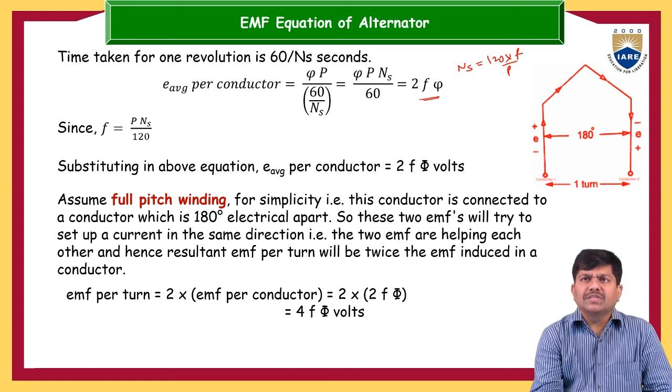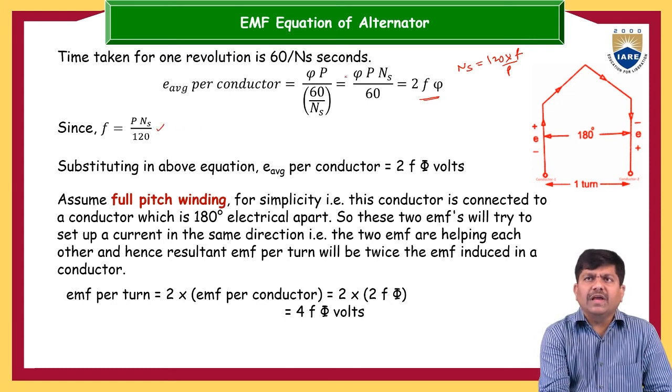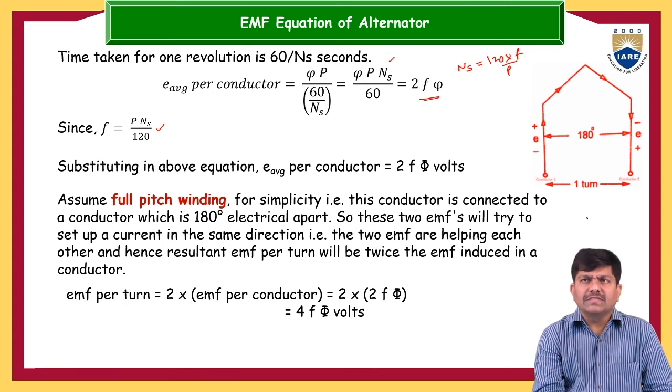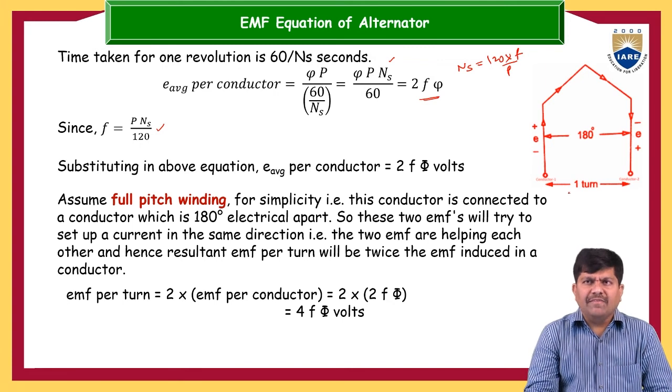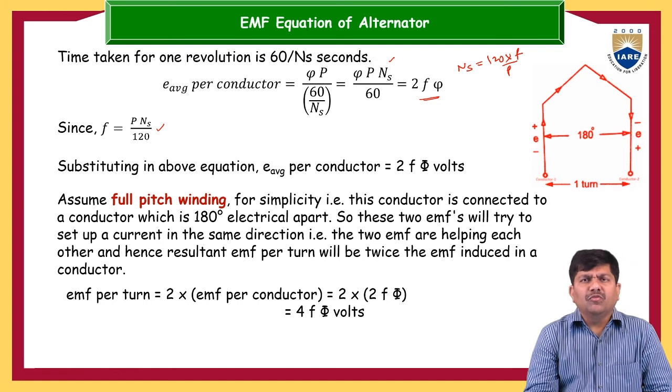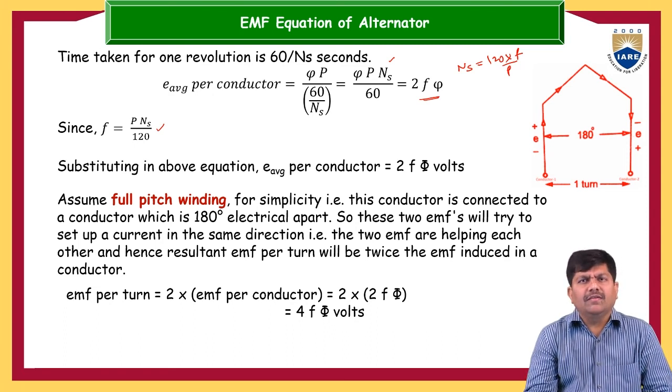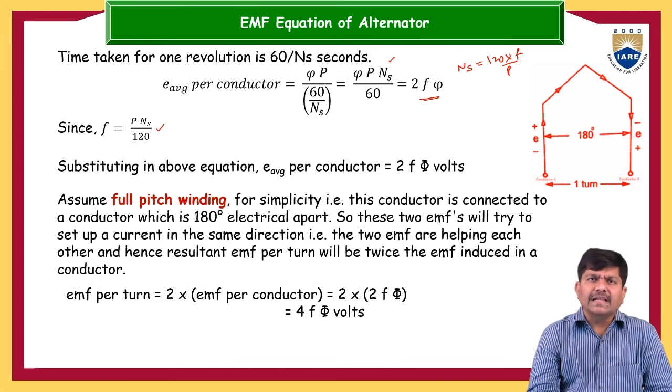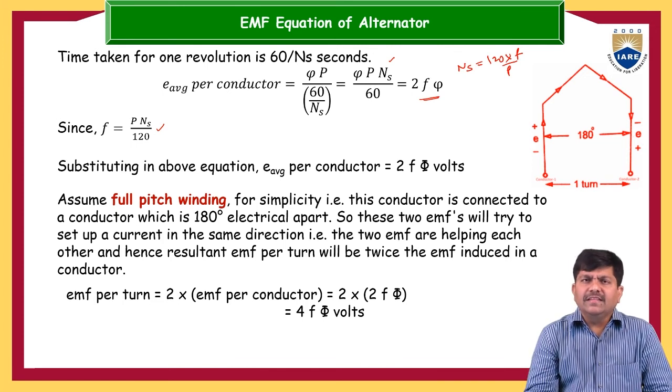Substituting this value in the above equation, we get 2 times flux into frequency. This is the average voltage per one conductor. Assume here a full pitch winding, because it is not a distributed one, only a concentrated winding. For simplicity, let us assume it is a full pitch winding. If the electrical separation is 180 degrees, then these two conductors will form 1 turn. That is also very important. So EMF per 1 turn.